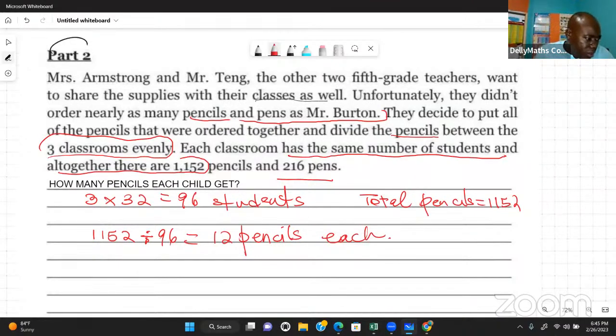All right, so you would have gotten 12 pencils each. Very good, Adna Star. I see you coming up with your 12 there. All right, very good.